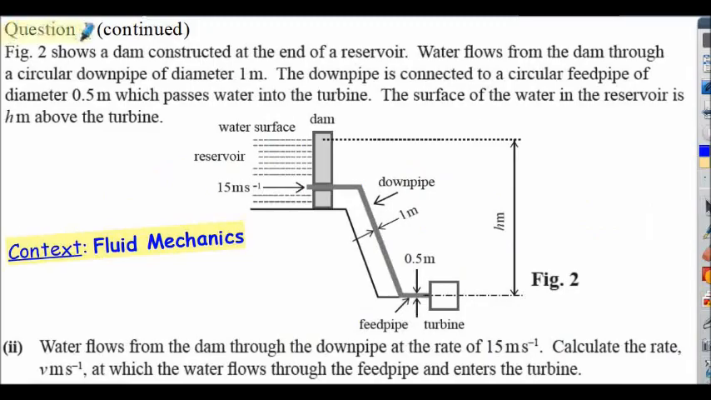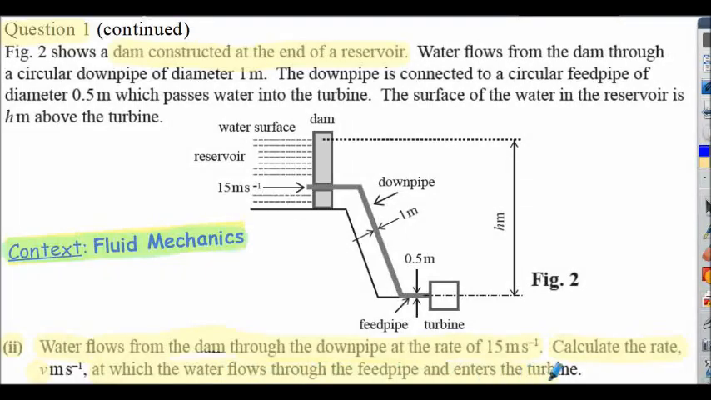Here's question 1. Now relates to a dam constructed at the end of a reservoir. The water from the dam flows through a circular downpipe, 1 meter diameter. So part 2, we're informed that the water flows from the dam through the downpipe at a rate of 15 meters per second. We've got to calculate the rate V in meters per second at which the water flows through the feed pipe and enters the turbine, shown at the bottom of the sketch here in figure 2.